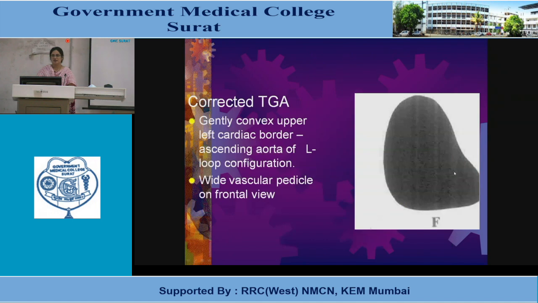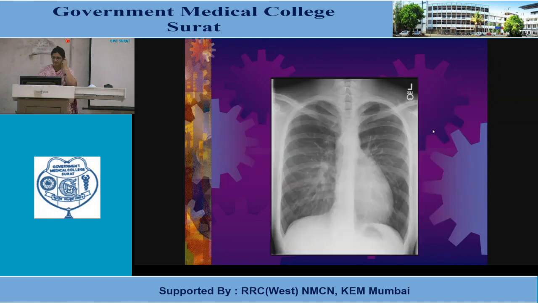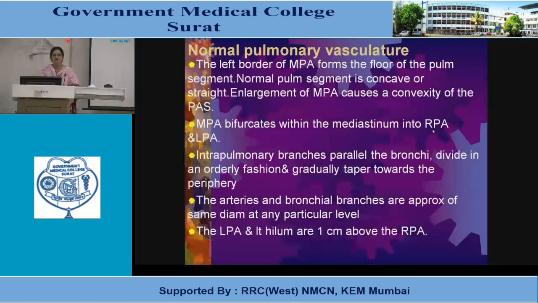Corrected TGA: here you will see a gently convex upper left cardiac border, ascending aorta of L-loop configuration, and a wide vascular pedicle on the frontal view. This is corrected TGA. Normal pulmonary vasculature.